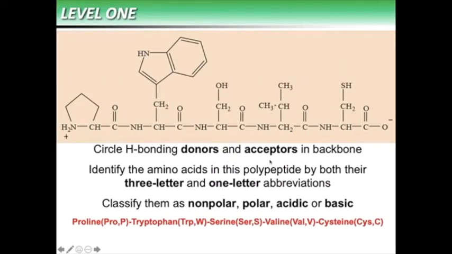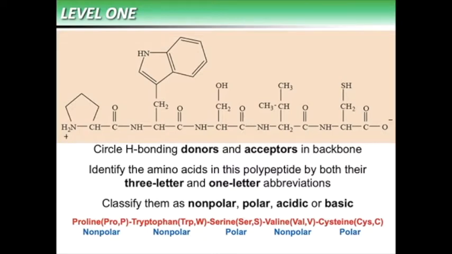So that's them, and if we go down the line of classifying them, you'll notice that what we've really got here are a pair of polar amino acids in serine and cysteine. Valine is all alkane. Tryptophan, despite this one hydrogen bonding group, also has a ton of carbon, so it tends to be classified as nonpolar, and so is proline. So 2 polar amino acids, 3 nonpolars in the midst of that.